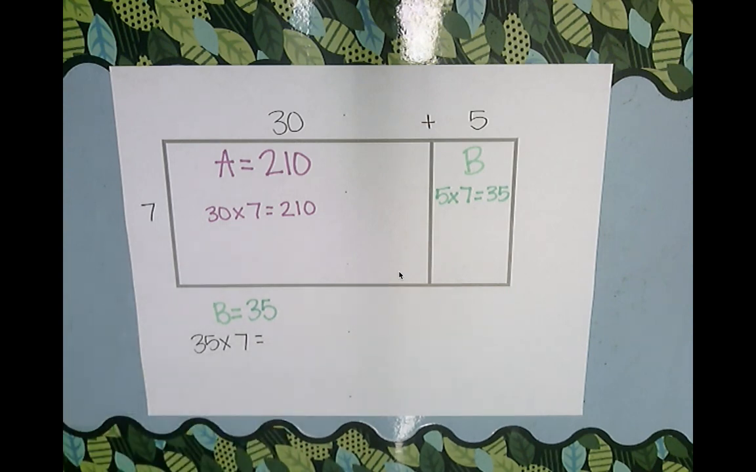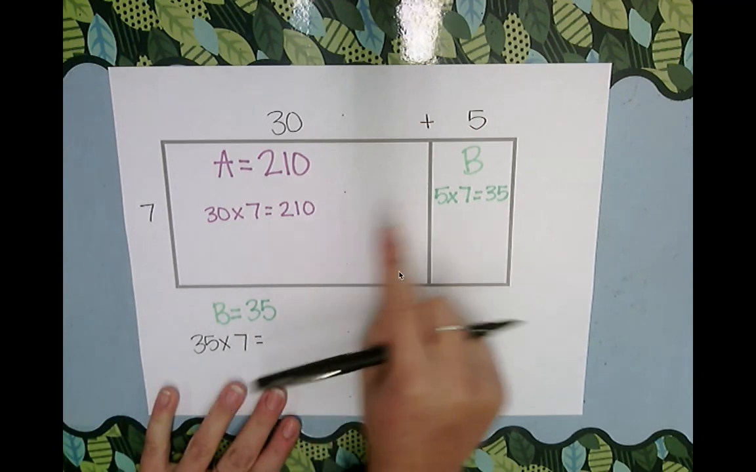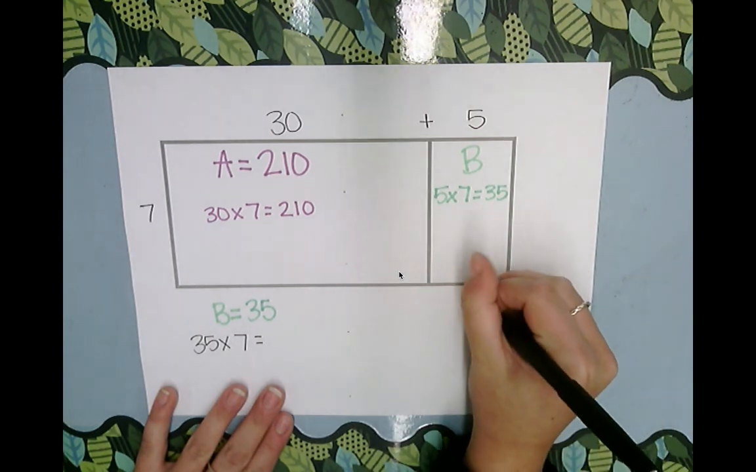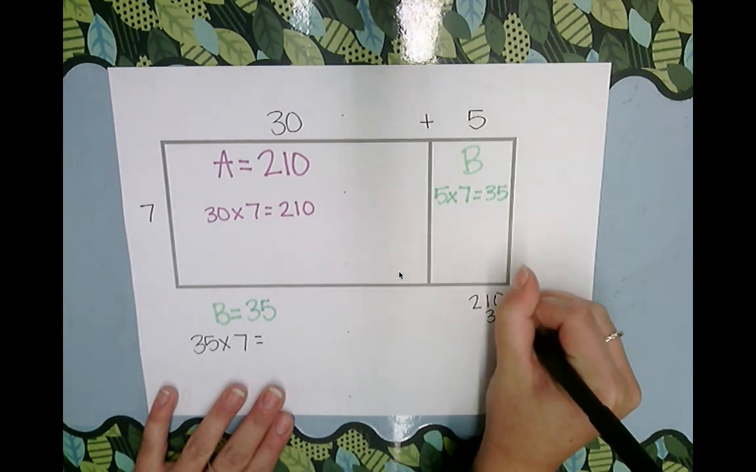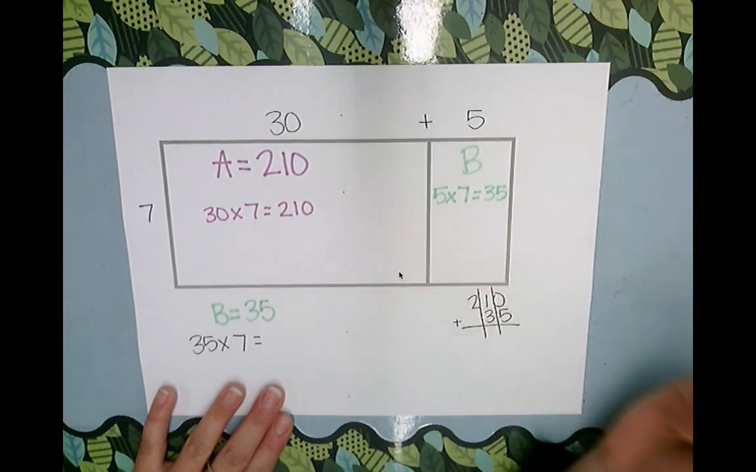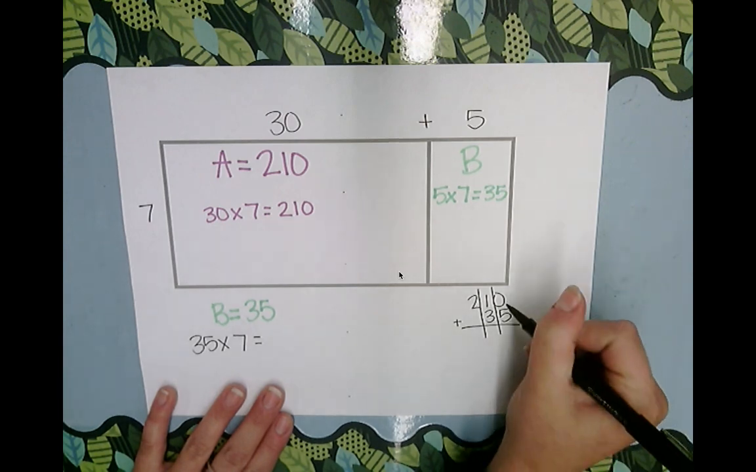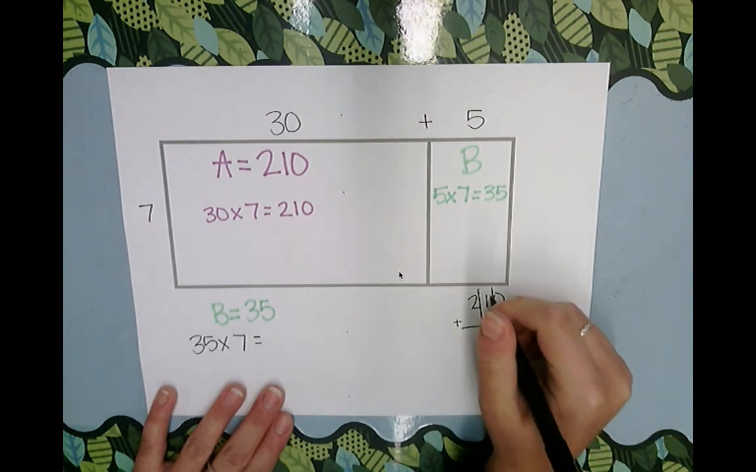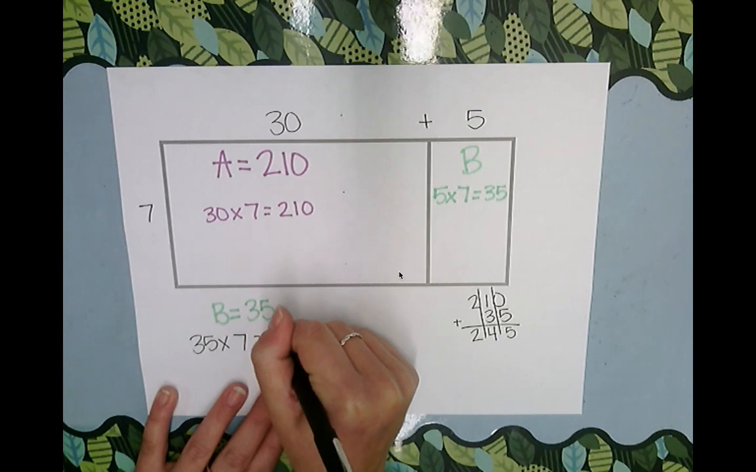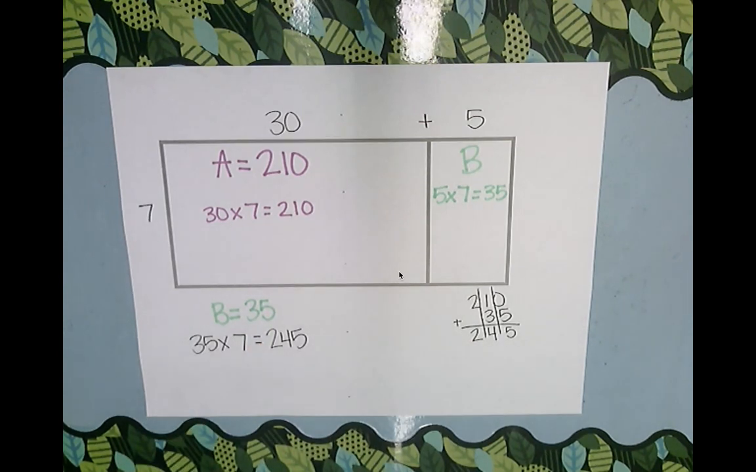So to find the product, what should you do? You might be thinking it to yourself. You should add up the two partial products, or the two parts that you have, to get the total product. So we would add 210 and 35. And if you're in my class, you know that we like to draw these lines to keep our place values organized. 0 plus 5 makes 5, 1 plus 3 makes 4, and 2 plus nothing is 2. So our total product is 245.